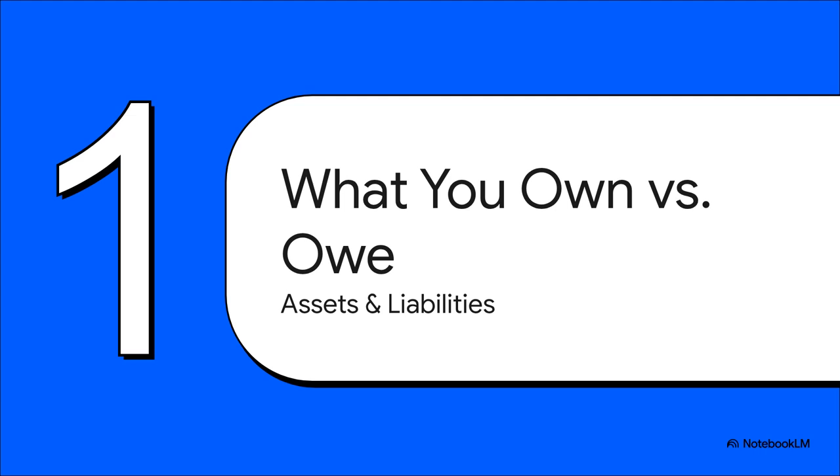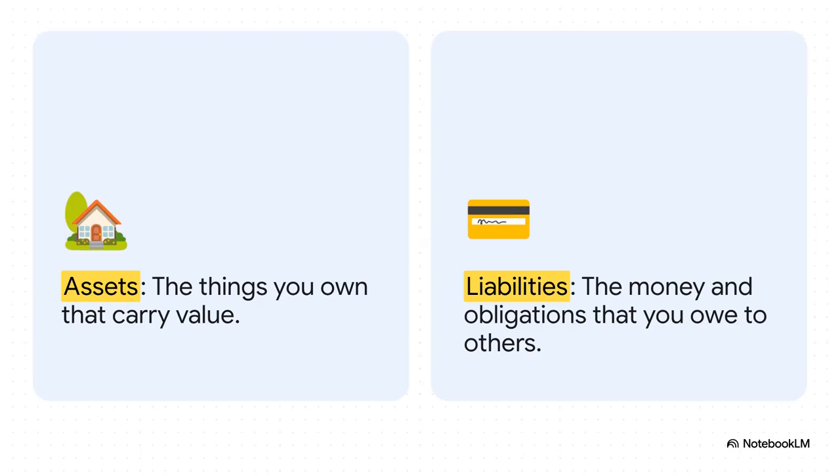It all comes down to what you have versus what you owe. So, on one side, you've got your assets. This is all the stuff you own that has value. On the other side, you've got liabilities. These are your debts, your obligations to other people or companies. It's the essential push and pull of your financial world.